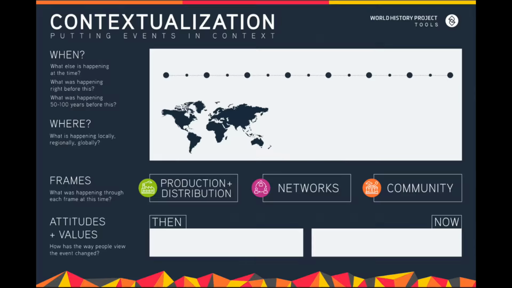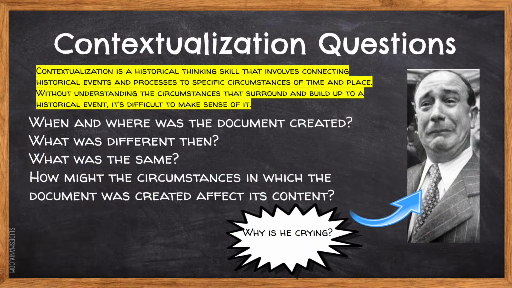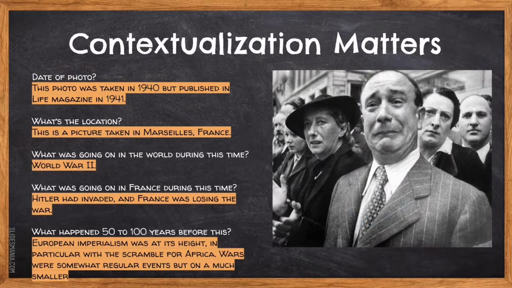Contextualization is another important historical thinking skill, and it allows you and historians to use thinking that involves connecting historical events and processes to a specific time and place. Contextualization allows you to put things such as pictures and documents in a much broader context of the times.